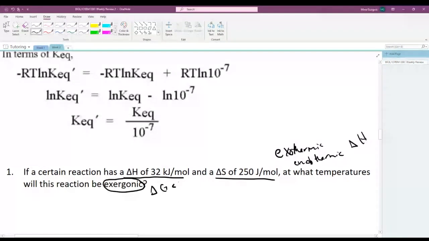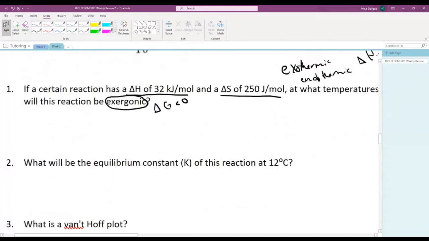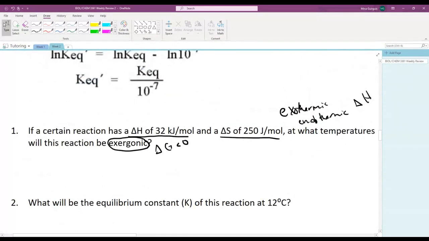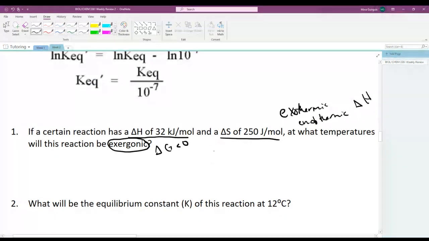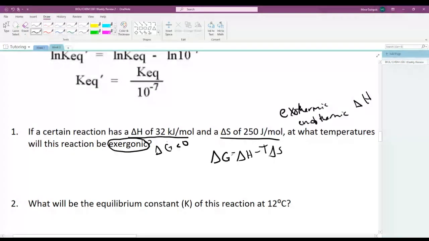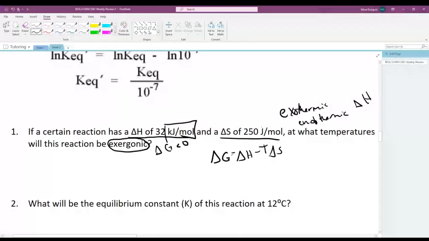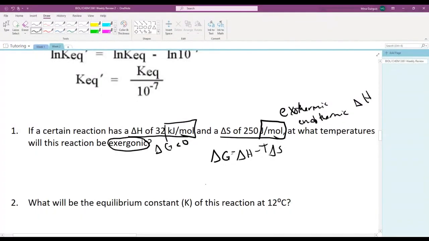We want a delta G less than 0. Okay, great. So how do we do that? What we're looking for here is getting a negative delta G, and we're dealing with delta H and delta S, so I know that the formula I'm going to use is delta G equals delta H minus T delta S. One really important thing to keep in mind is the units of these things. Delta H is almost always in kilojoules per mole. Delta S is almost always given in joules per mole. Make sure that your units are consistent.